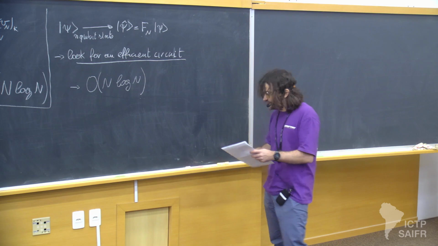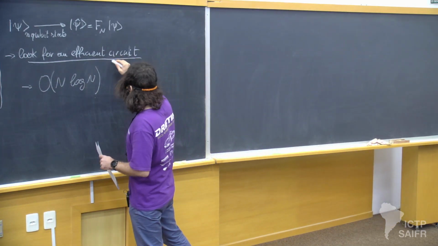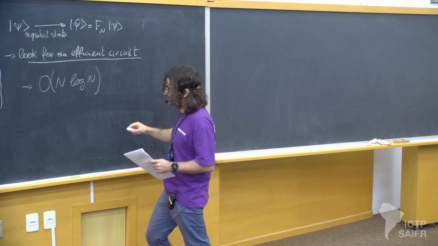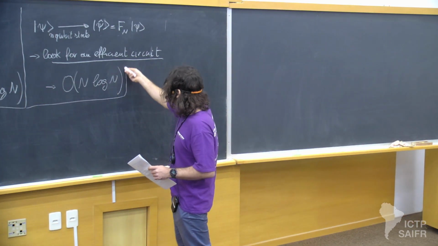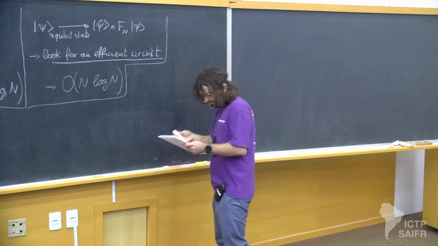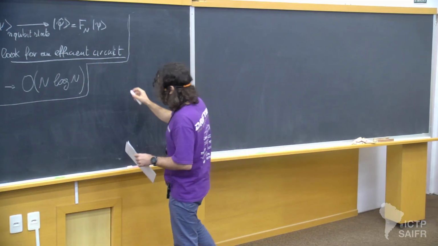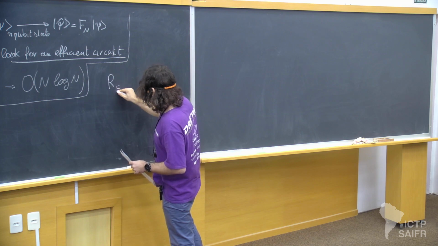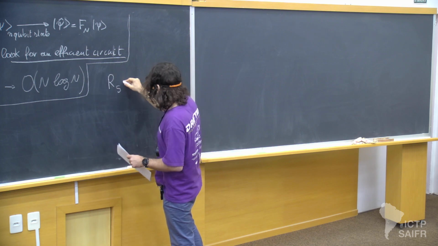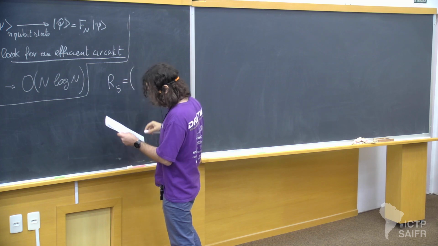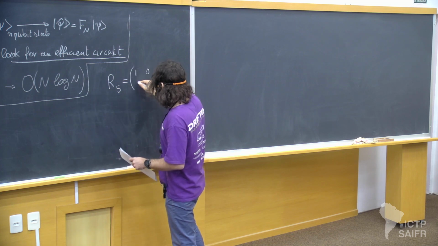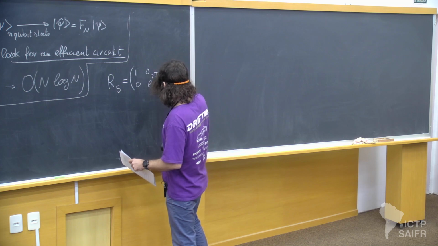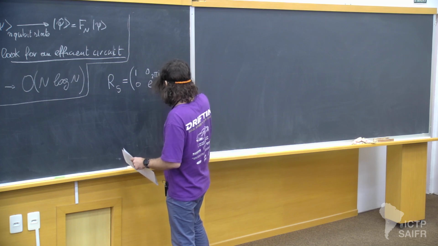Okay, so now we want to go to the quantum circuit, as I said. So we want to go here. And okay, let's define a little bit the rules of our game. Let's see what kind of gates we will allow. And we will allow these that I call R_s gates, which are 1 qubit gates that go like 1, 0, 0, e to the 2 pi i divided by 2 to the s.